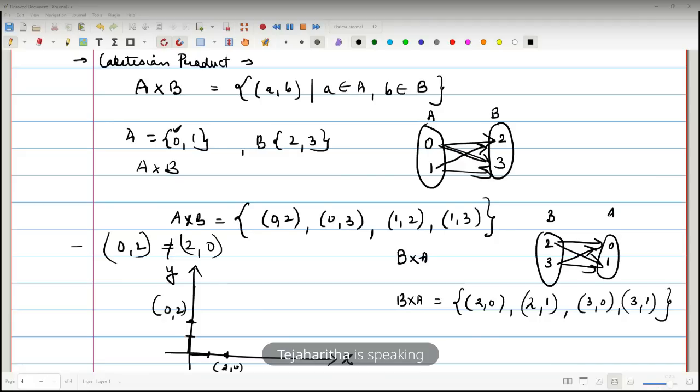We need everyone to do one-to-one mapping, sir, here. Yes, just don't mix up the things. Just remember what we have studied for Cartesian product. It is not one-to-one. It's one-to-all. Because one-to-one will be (0, 2) and (1, 3). But one-to-all is (0, 2), (0, 3), (1, 2), (1, 3).